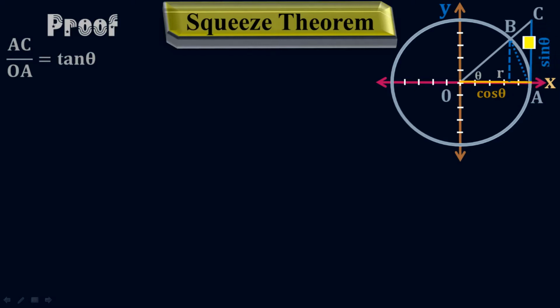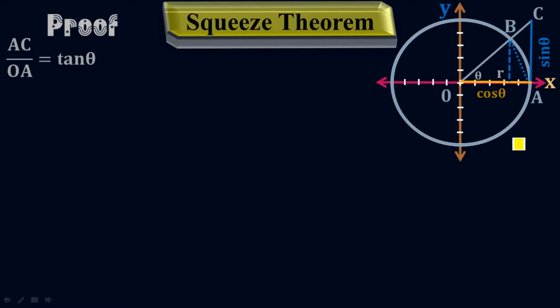It is simple algebra. The perpendicular of the triangle is sin theta, and the base of the triangle is cos theta. It is perpendicular and this is base. So tangent theta is sin theta over cos theta. What is sin theta? Sin theta is AC. What is OA? OA is my cos theta. So sin theta over cos theta equals tangent theta.